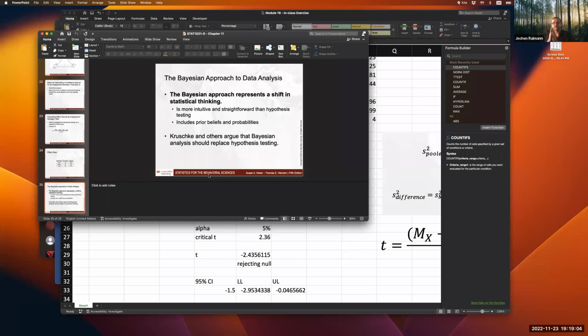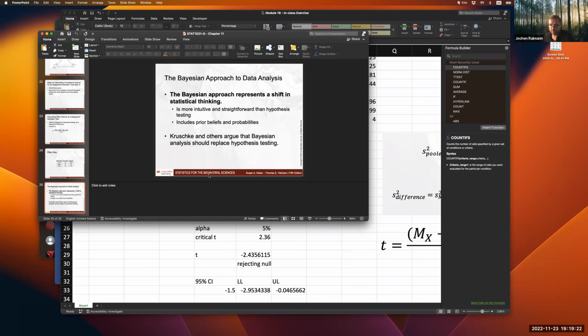So hypothesis testing tests yes or no, and that can be wrong. That you say yes, so you reject something that actually you shouldn't have rejected. That's your type 1 error. That's a false positive. Or you fail to reject something that you actually should have rejected. That's your false negative, right?